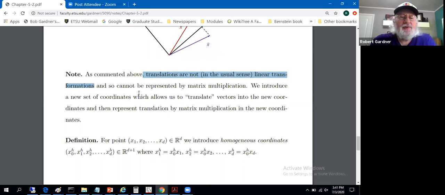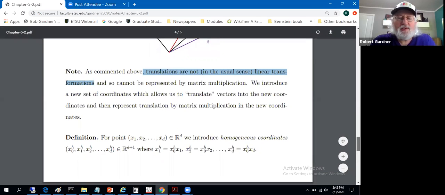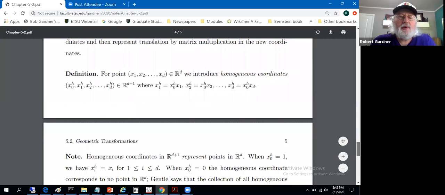We're going to introduce a new set of coordinates, which lets us translate, quote unquote, vectors into the new coordinates and then represent translation by matrix multiplication in the new coordinates. Did I read that correctly? Translate in the sense of rewriting it in this new language, this new coordinate system, and then translate in the sense of shifting. Okay, and that coordinate system is called homogeneous coordinates.